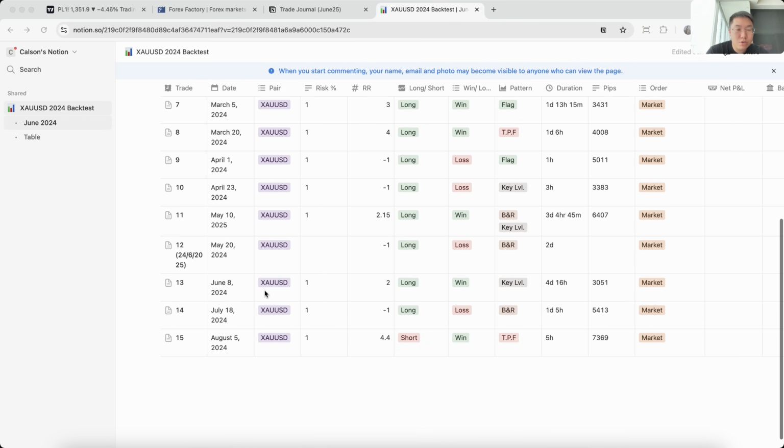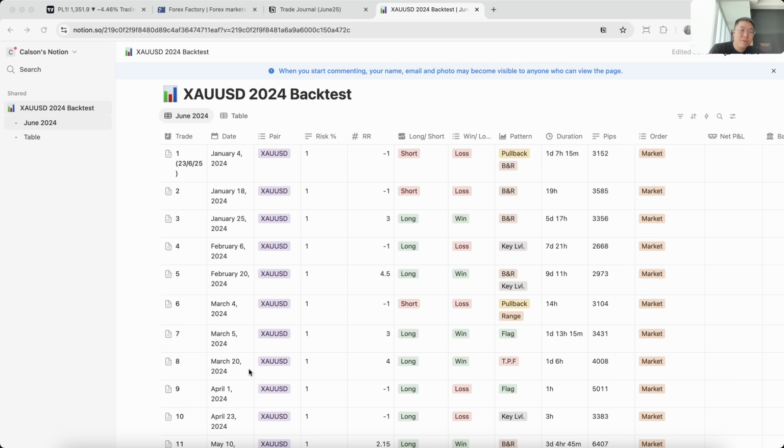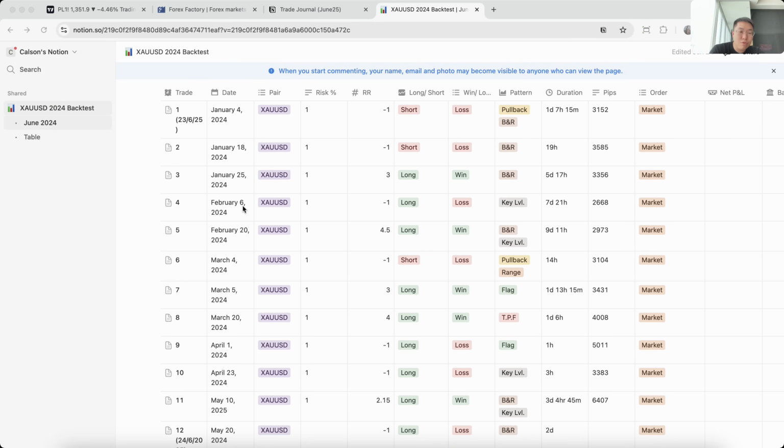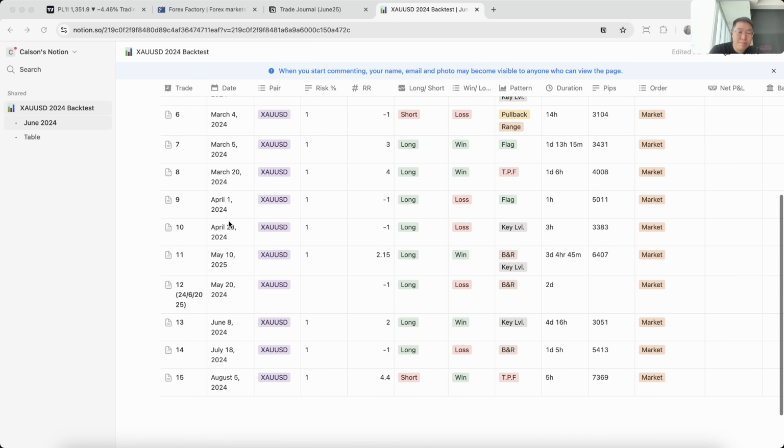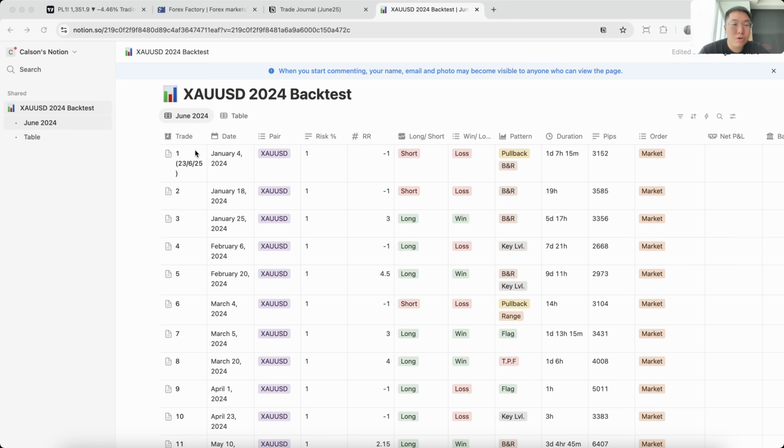I can see that the trade frequency is quite low. On average, every month he only has 2 to 3 trades. You see February 1, 2, March 1, 2, 3, April only 2, May only 2, June 1, July 1, August 1. So we'll see.